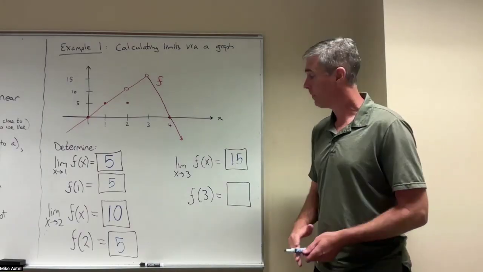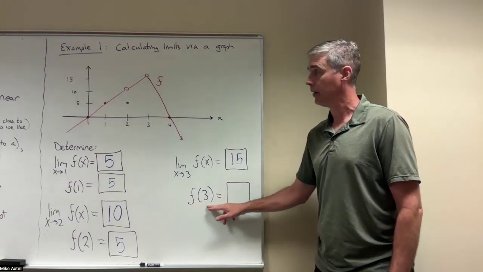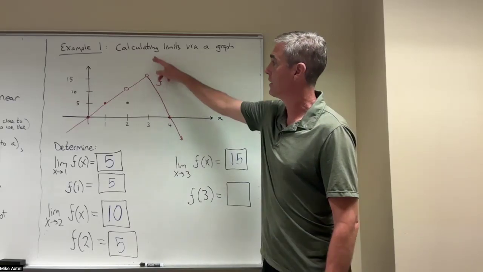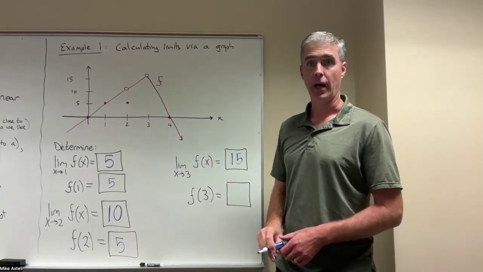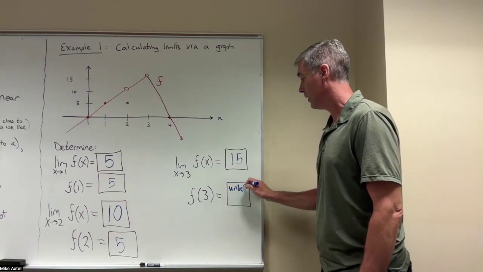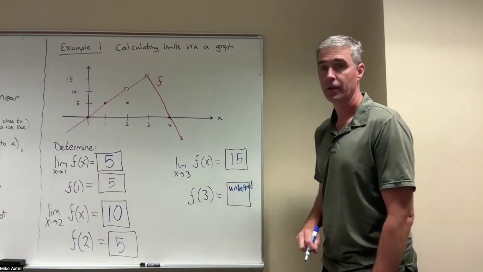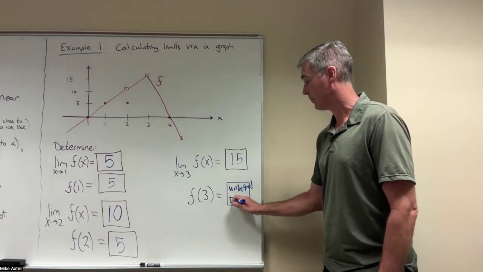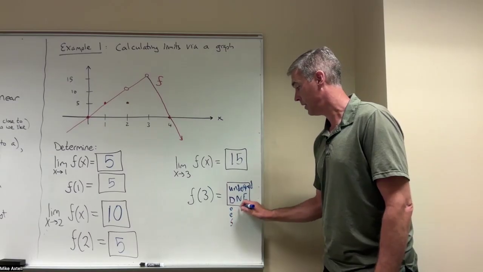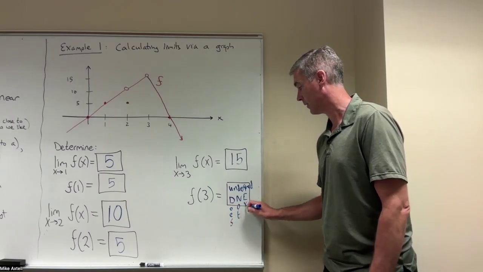But if you wish to know, let's try and calculate f of 3. If I try and plot the point at x equals 3, I see there is no dot anywhere to plot, which must mean f of 3 is undefined. We also say sometimes does not exist.